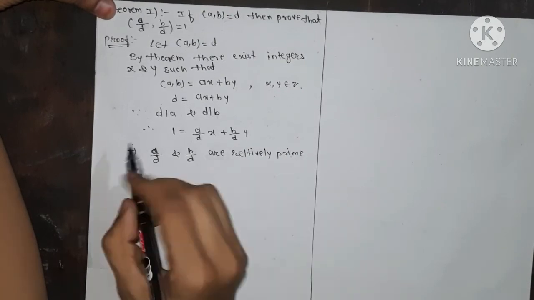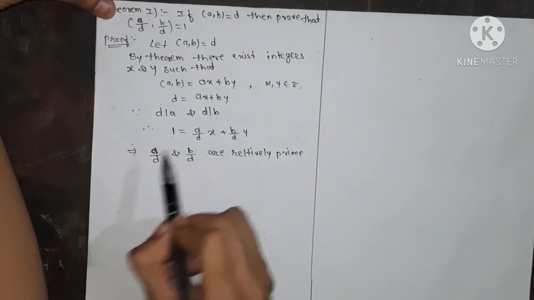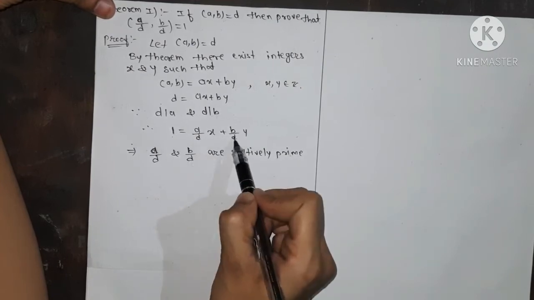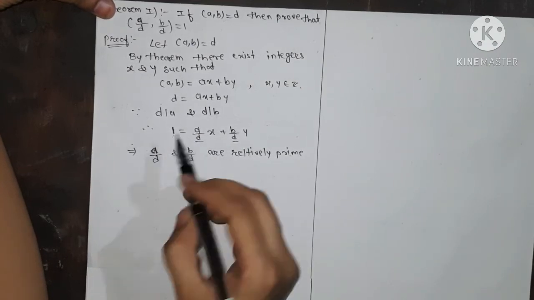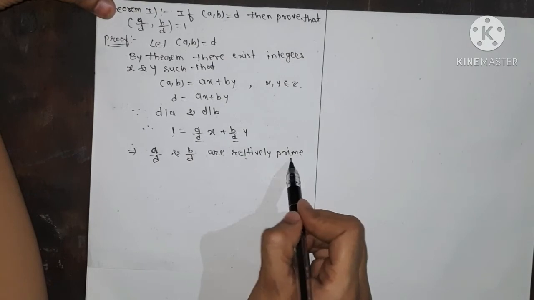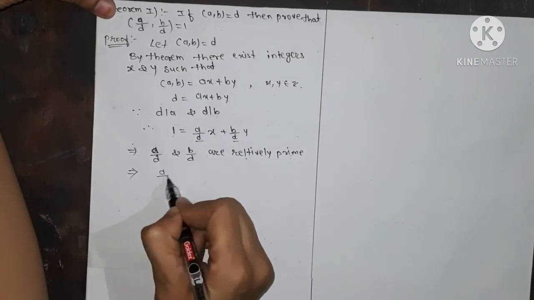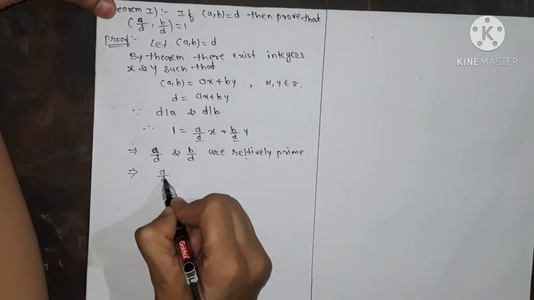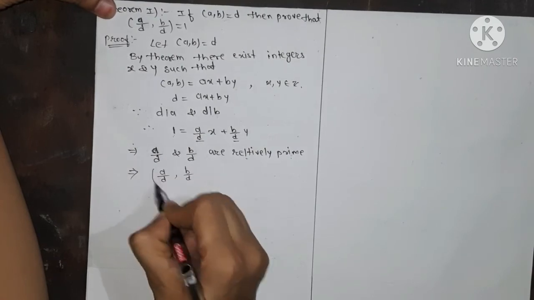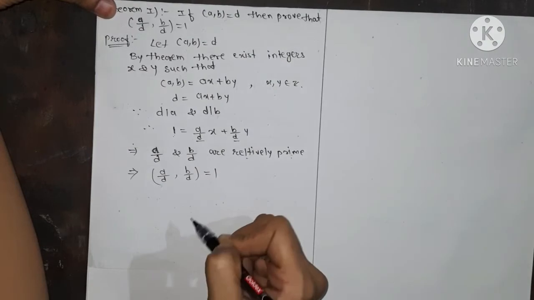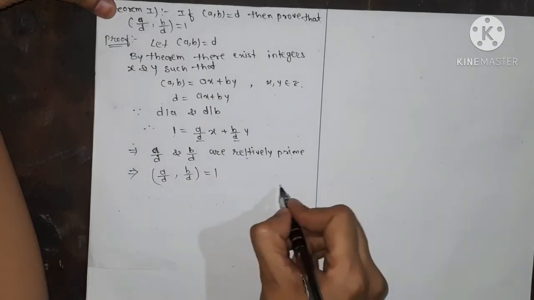As we see from the previous theorem, that is a characterization of relatively prime, the GCD of these two numbers is equal to 1, therefore they are relatively prime. This implies GCD of a upon d comma b upon d is equal to 1. Hence the proof.